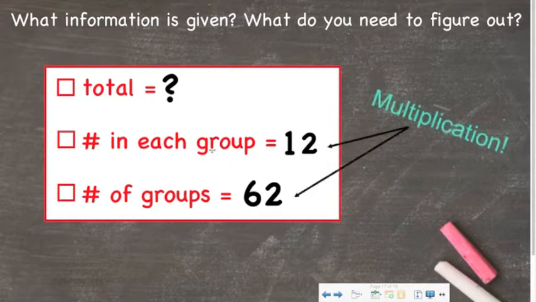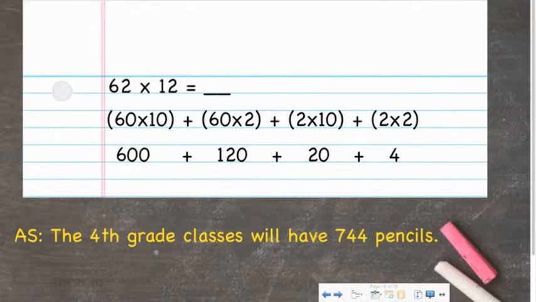So with that information, since we know the number in each group and the number of groups, you should really be thinking multiplication, right? Because you're looking for your total or your product. So in this particular case, we're going to multiply these two factors together. And it may look something like this on your own paper, right? So you have 62 times 12.